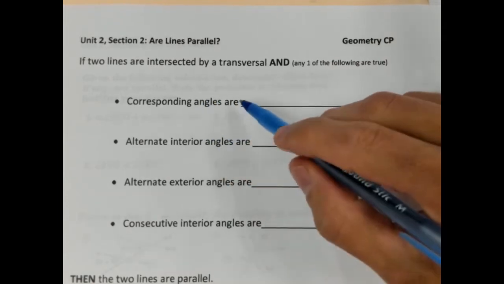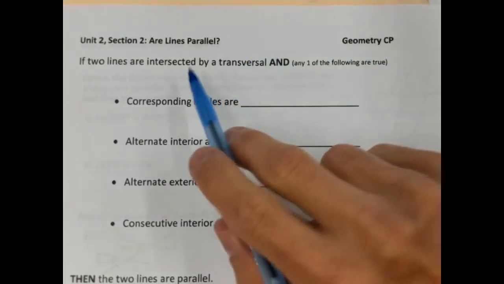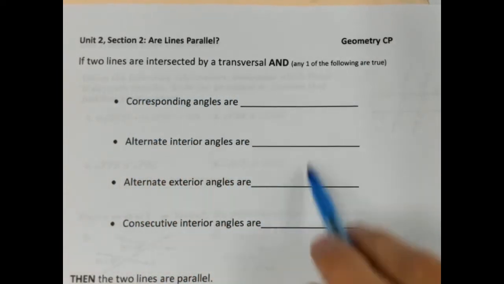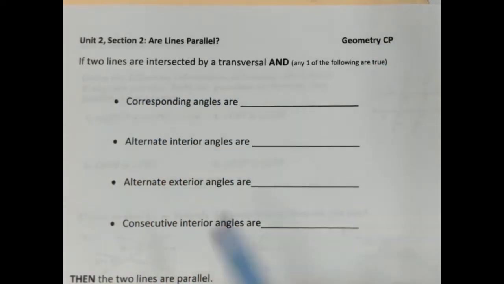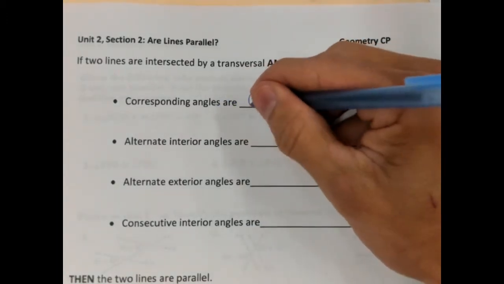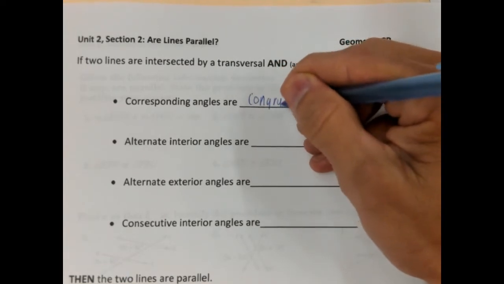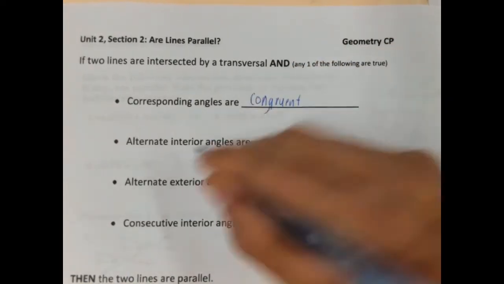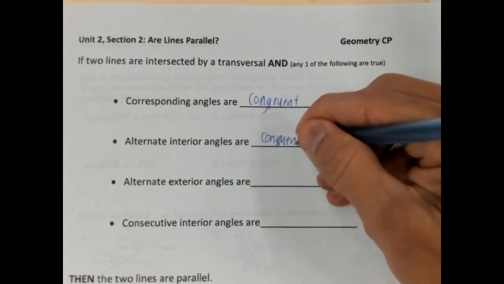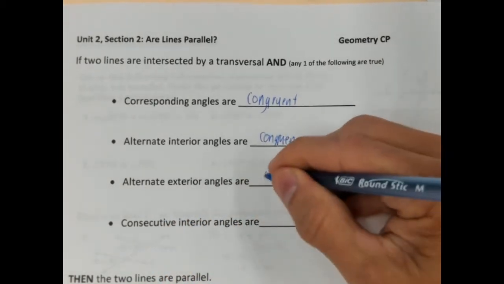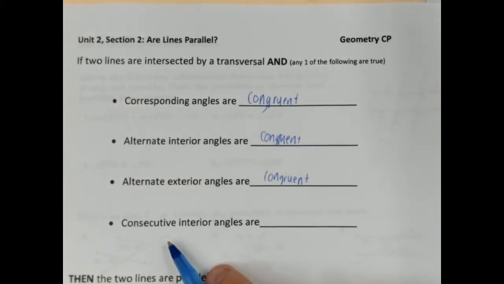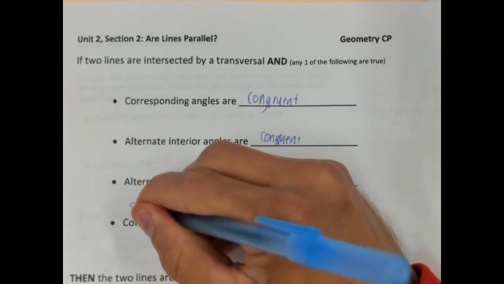So corresponding angles. So what we're saying is, I should probably start from here. Two lines are intersected by a transversal, and if any one of these things is true, then the lines need to be parallel. So these first three are really easy to remember. Okay, it's all congruent. So if corresponding angles are congruent, or if alternate interior angles are congruent, or if alternate exterior angles are congruent, and the one that stands out is consecutive interior, which is also known as same side interior.